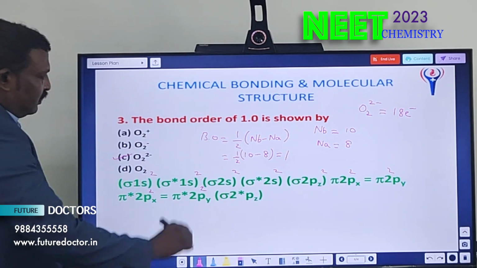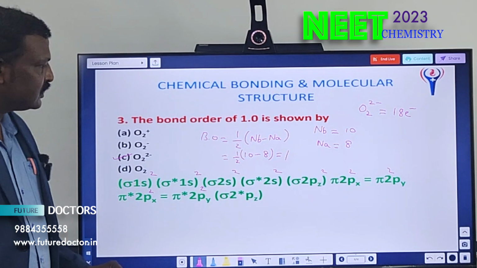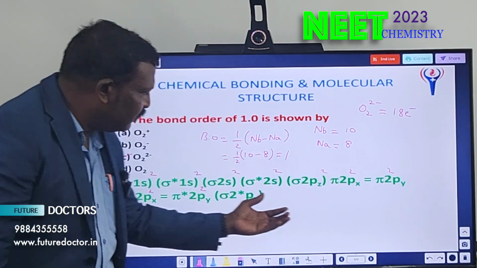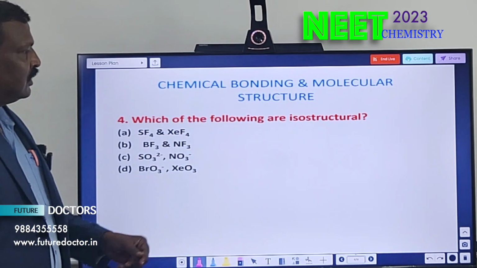But in the examination we have to find out all the other answers, then only can we choose the correct one. Understood? Are you following? So you must know these arrangements, then only can we find out. Very simple. Next one. Which of the following are isostructural?